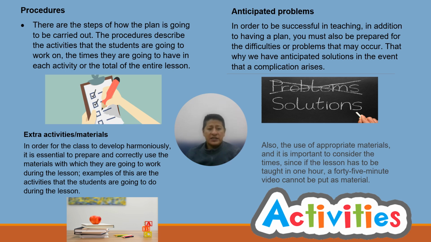Extra activities and materials. In order for the class to develop harmoniously, it is essential to be prepared and to use the materials correctly. They are going to work on them during the class. Examples of these are the activities that the students are going to do during the class. Also, the use of appropriate materials, and it is important to consider the times since the lesson has to be taught in this 1 hour.